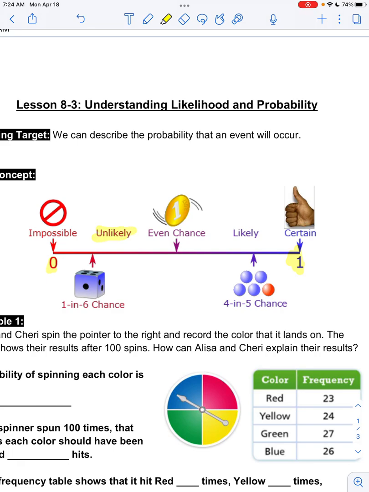So if something is unlikely to happen, it doesn't have a very good chance of occurring, something like rolling a 1 out of 6 on a dice. Flipping a coin would be considered an even chance because it's 50-50. You can get a heads or a tails. There's no advantage one way or the other. And then likely, because we have 4 blue balls and 1 red ball. If we were to draw these out of a bag, it would be likely that we would draw a blue one because we have a 4 out of 5 chance.